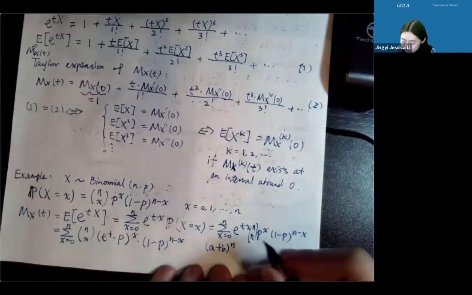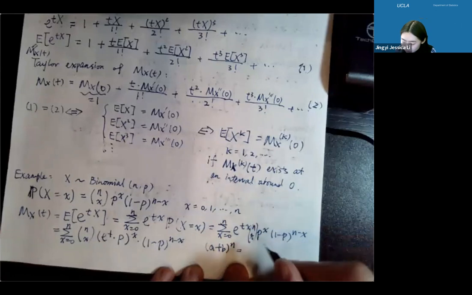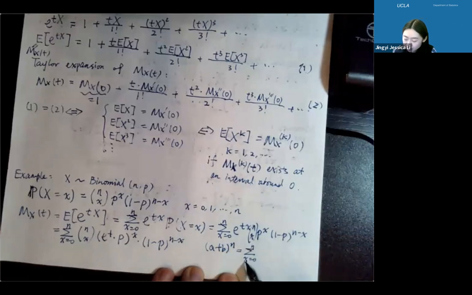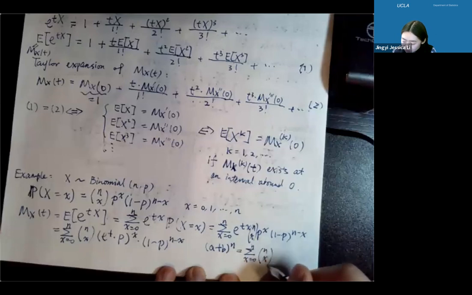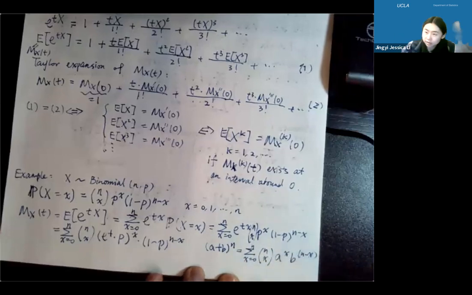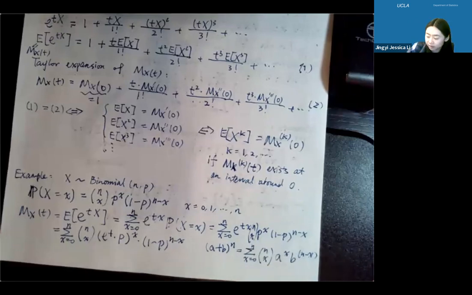So basically, this is a very interesting result. I can write this as the sum over x from 0 to n, where x is the power I assign to a. So I have n choose x, and a to the power x, b to the power n minus x. This is what I mean by a binomial formula. And you can see the similarity between here and here.